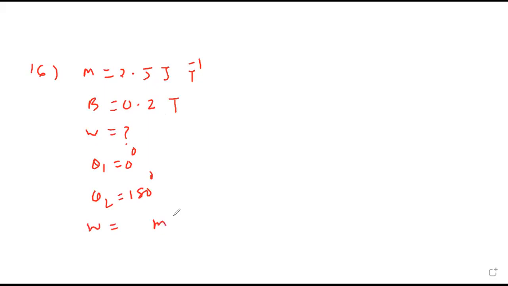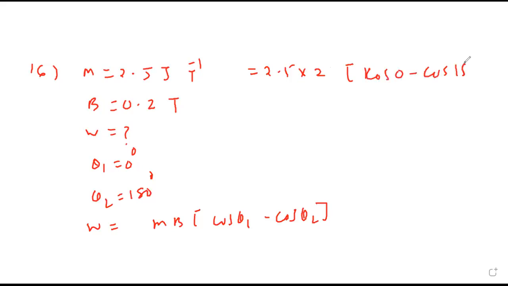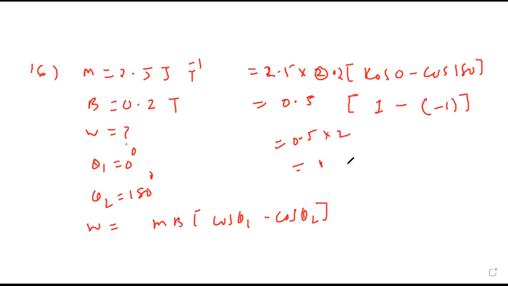Work done is MB (cos theta 1 minus cos theta 2). So 2.5 × 0.2 × (cos 0 minus cos 180). 2.5 into 0.2 is 0.5. Cos 0 is 1, cos 180 is minus 1. So 0.5 into 2 equals 1 joule. Right.